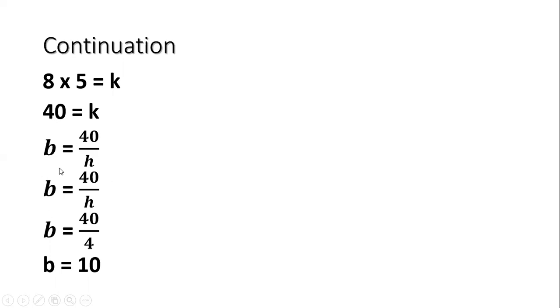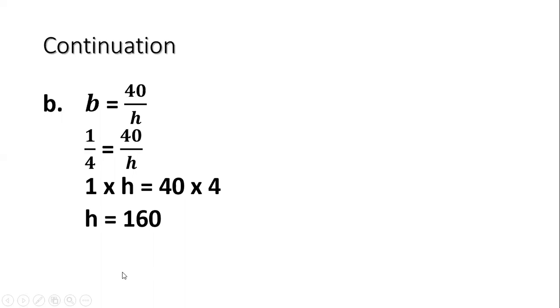So we can then find our value for B when H is 4. That's the first question. B equals 40 over H, and H is 4, so B equals 40 divided by 4, B equals 10. Then the second one is to find H when B is 1 over 4. From the formula again, B equals 40 over H. So we substitute for B, 1 over 4 equals 40 over H. That's cross multiplication: 1 times H and 40 times 4.